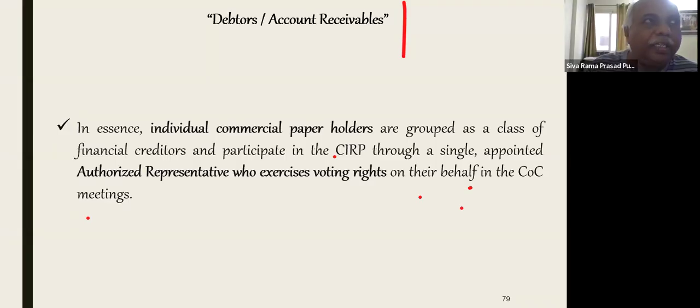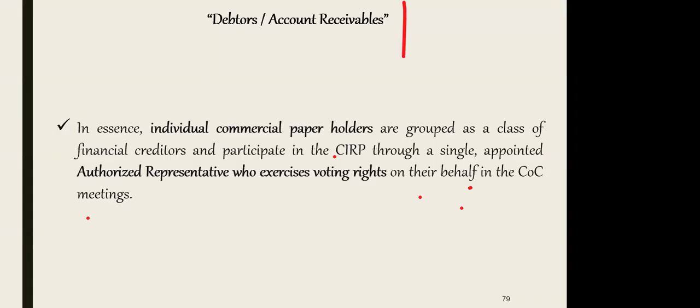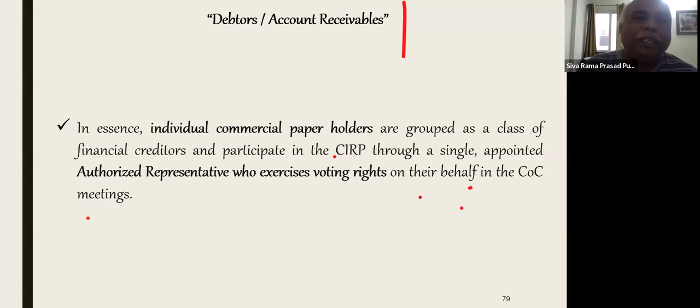Second one, the minimum quorum or minimum voting right that is required. Accordingly, the decision is based on the percentage of voting that is required for that particular resolution. All these things are to be taken care of by the RP. That is normal in finance, madam. Commercial papers. Who are the commercial papers?